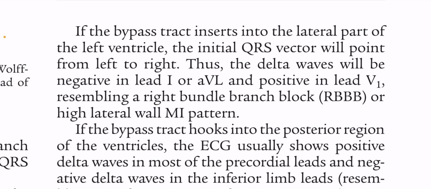If the bypass tract inserts into the lateral part of the left ventricle, the initial QRS vector will point from left to right. Thus the delta waves will be negative in lead 1 or AVL.